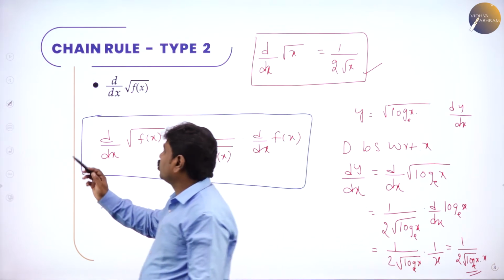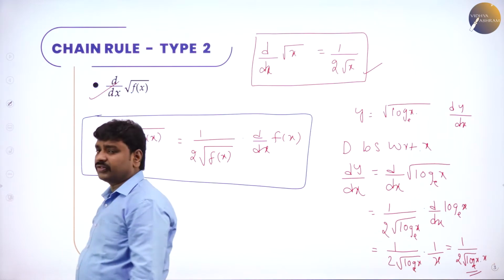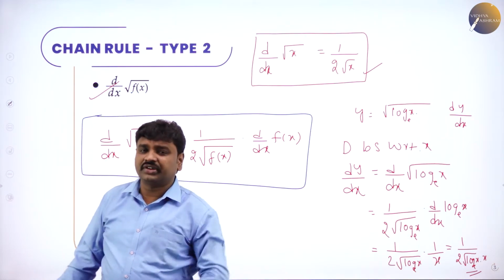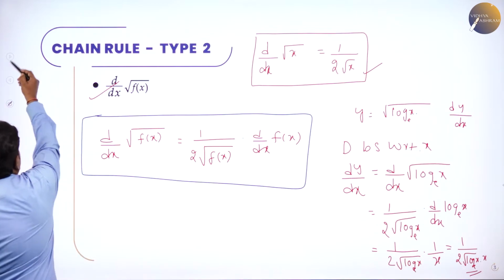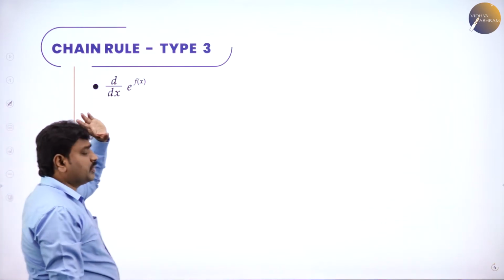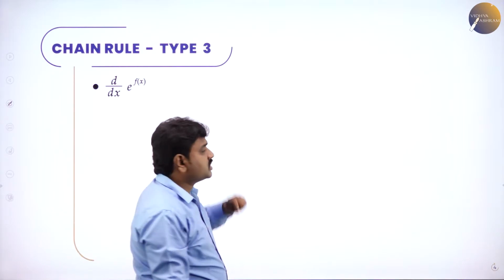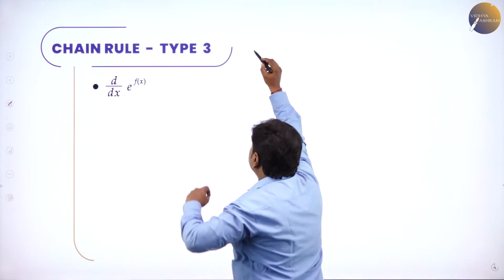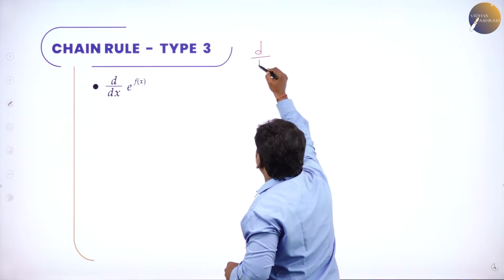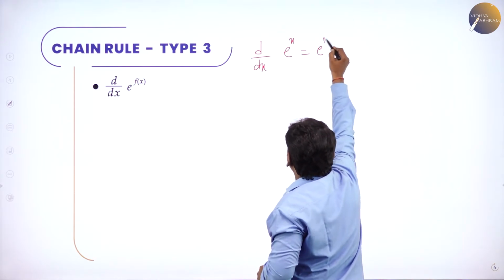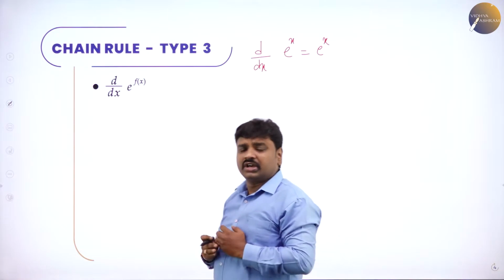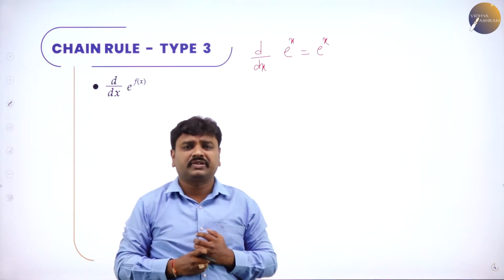Now, two methods we have done: d by dx of f of x power n, and second one, d by dx of root f of x. Now we'll go ahead with the third one, derivative of e power f of x, e power function. Before we go to this, answer my question: what is d by dx of e power x? E power x, easiest formula, d by dx of e power x is e power x.